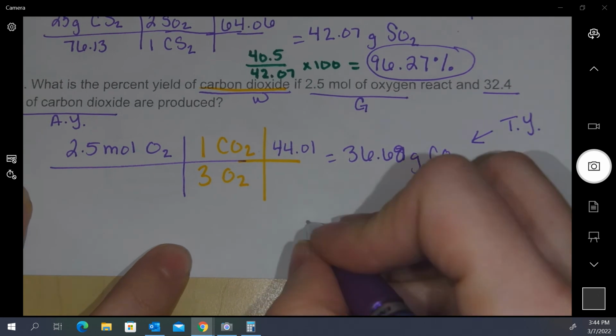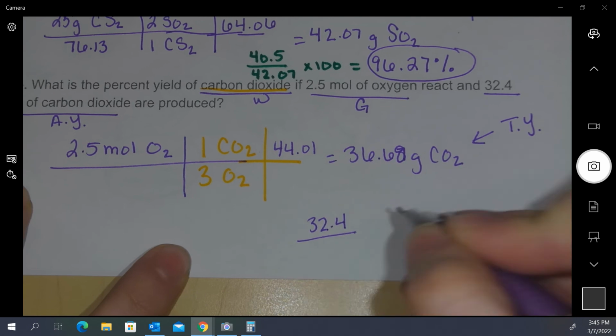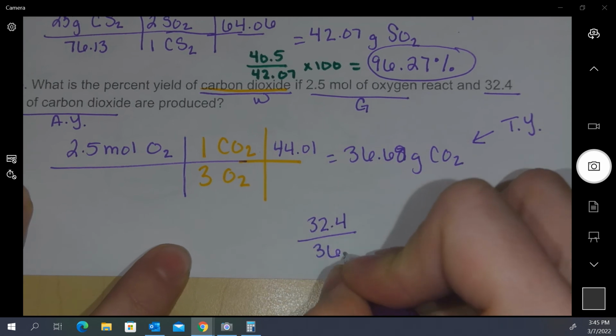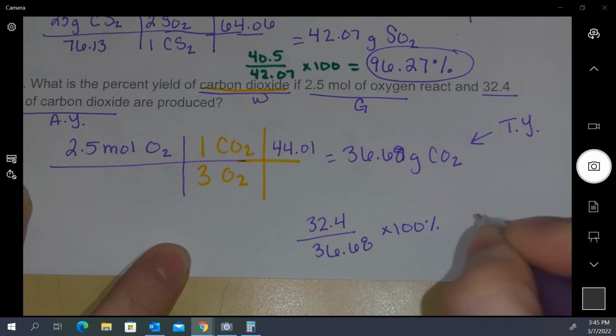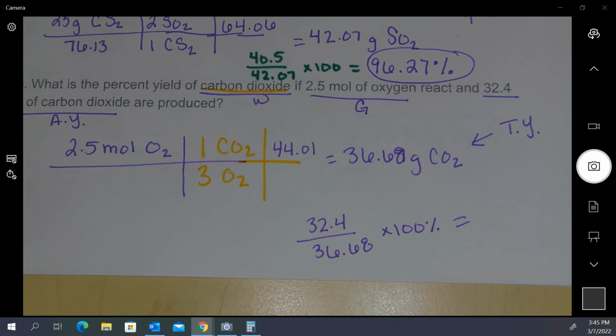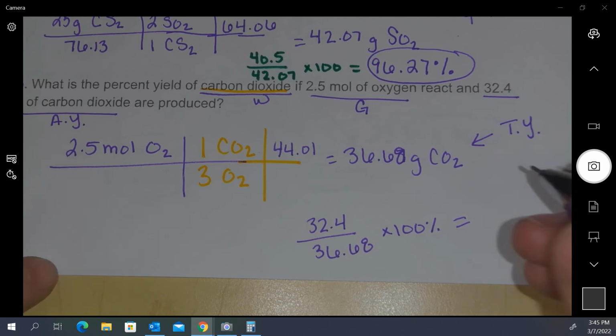I'm going to take my actual yield, which is 32.4, divide it by my theoretical yield, which is 36.68, and multiply that times 100%. And I get 88.33.